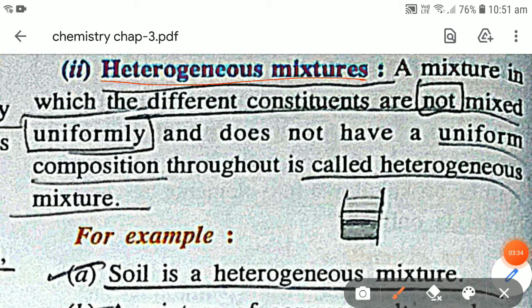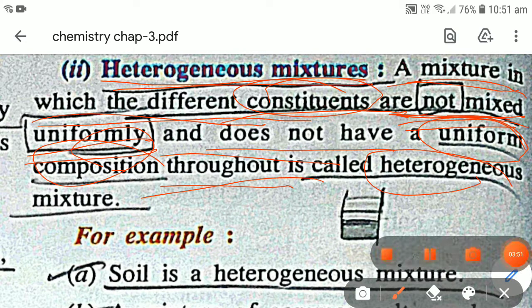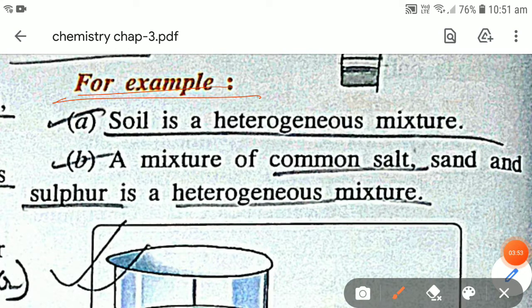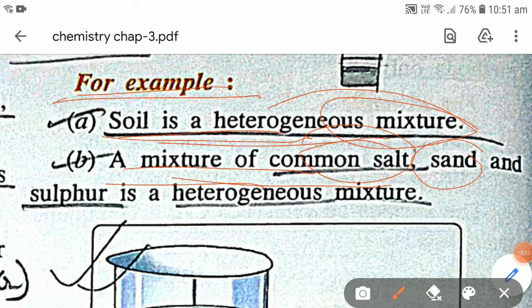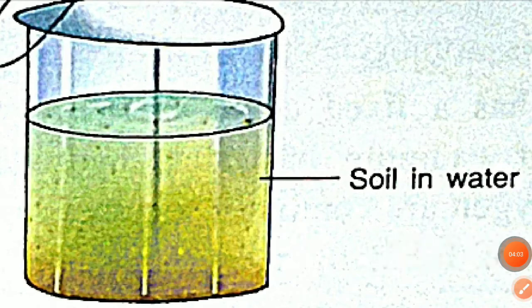Now what are heterogeneous mixtures? I told you before, a mixture in which the different constituents are not mixed uniformly and which does not have a uniform composition throughout is called a heterogeneous mixture. Like sand in water. For example, soil is a heterogeneous mixture, and a mixture of salt, sand and sulfur is a heterogeneous mixture. This is soil in water. See, the soil is at the lower level whereas the water is at the upper level.